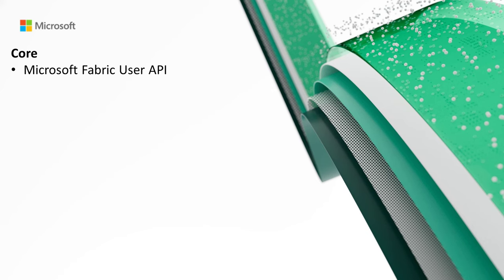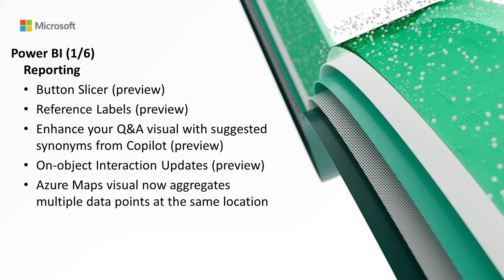For Core, we have Microsoft Fabric User API. Moving on to Power BI. For reporting, we have Button Slicer, that's in preview. Reference Labels, also in preview. Enhance your Q&A visual with suggested synonyms from Copilot. In preview. On object interaction updates, also in preview.